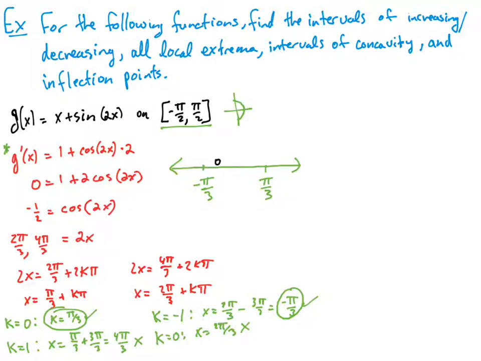So the easiest thing is to test 0. Testing 0, plugging that in for x in this cosine function. Cosine of 0 is 1. 1 times 2 is 2. 2 plus 1 is 3. So that's going to be positive in here.